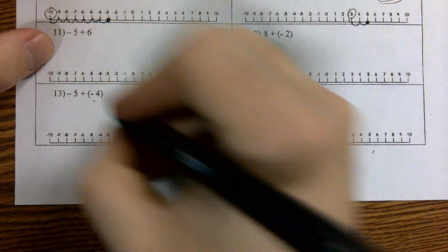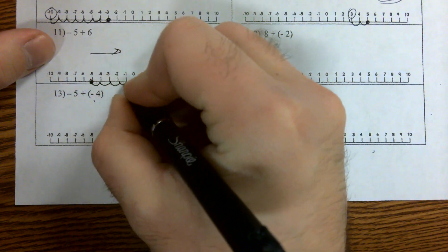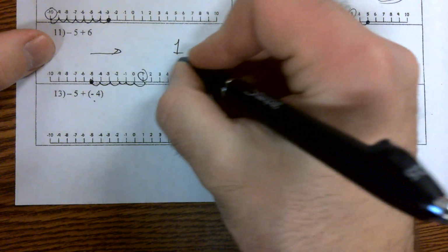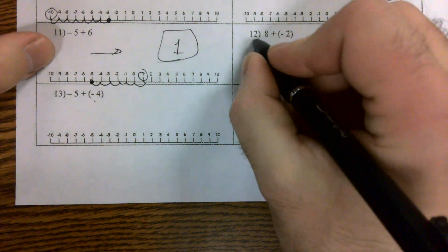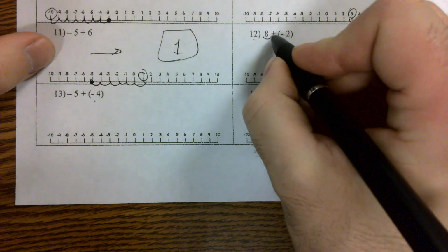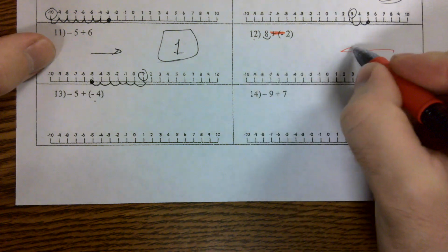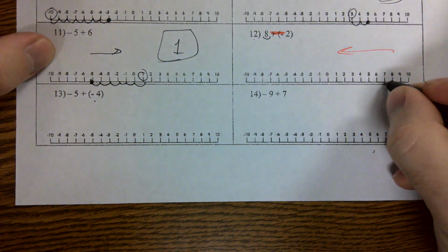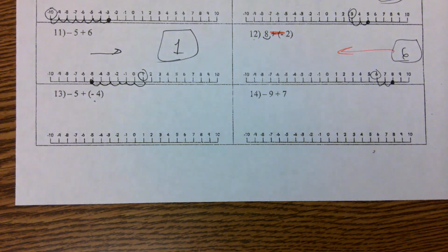Last 4, starting at -5, adding to the right 6 times. 1, 2, 3, 4, 5, 6. Boom. +1's my answer. For number 12, I start at 8. I'm adding a negative. Plus and a minus makes one big minus, which takes me to the left just 2 spaces. And we end up at 6.